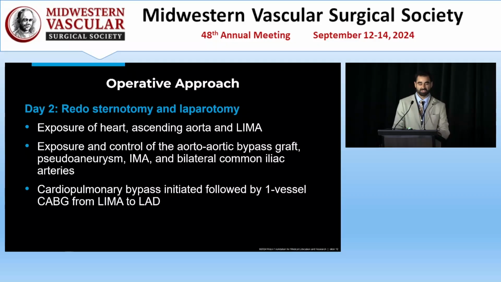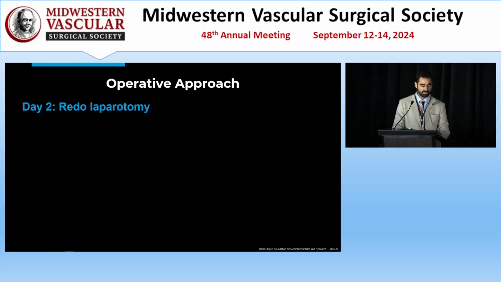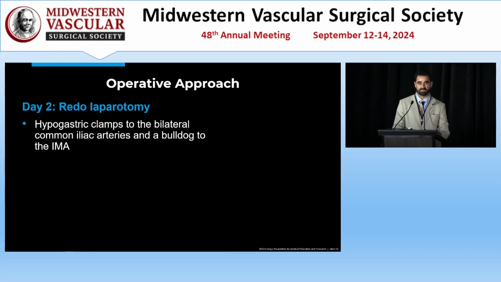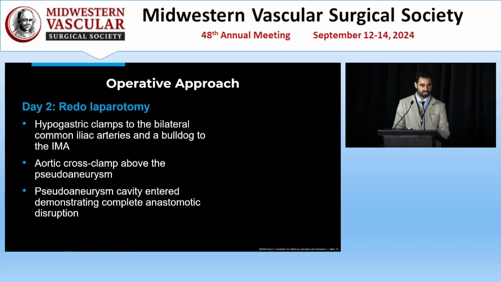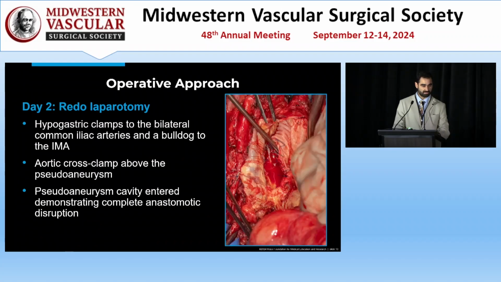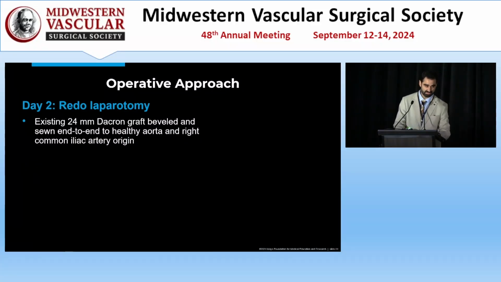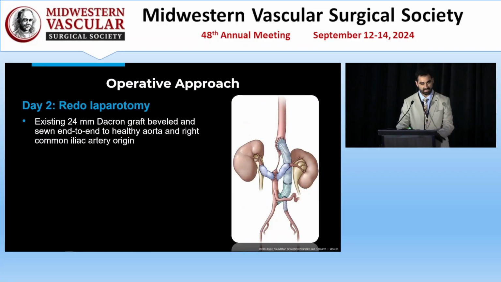Our cardiac team initiated cardiopulmonary bypass and performed a 1-vessel CABG. We then, under cardiopulmonary bypass, proceeded by clamping the bilateral common iliac arteries and the IMA. And then we placed the aortic cross clamp on the aortic Dacron graft just above the pseudoaneurysm. We entered the pseudoaneurysm and showed complete disruption of the anastomosis, as seen in this picture here. We cleaned up the tissue and then beveled and sewed the existing 24mm Dacron in an end-to-end fashion to the healthy portion of the distal aorta and right common iliac artery.